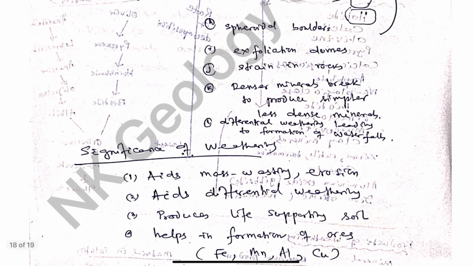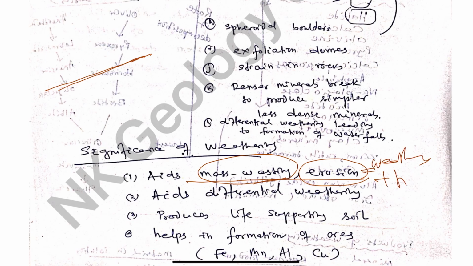And what is the significance of weathering? It aids in mass wasting and erosion. If there had not been any weathering, mass wasting would not have been possible, and the process of erosion would have been difficult. Erosion is a process by which the earth materials are carried by the agents of denudation from one place to another. So, erosion involves weathering plus transport. Weathering also aids in differential weathering so that waterfalls are produced.